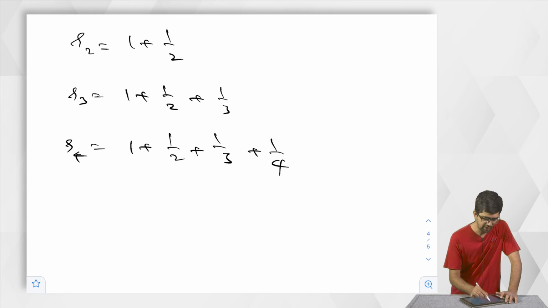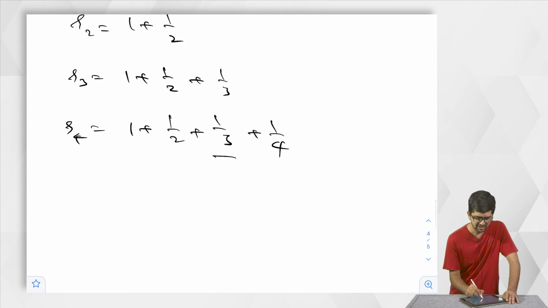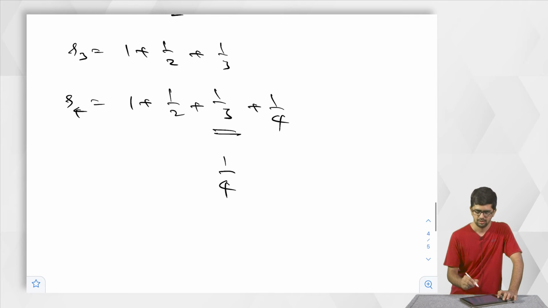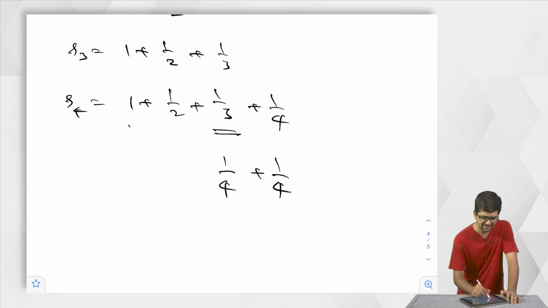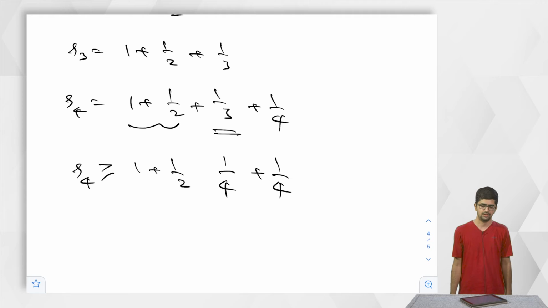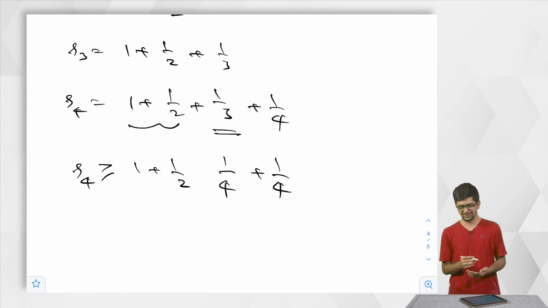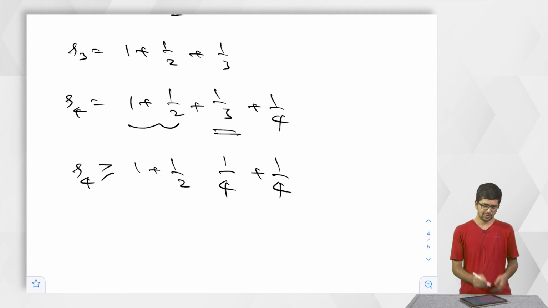Now what we do is the following. Observe that 1 by 3 is greater than 1 by 4, 1 by 4 is equal to 1 by 4, and I am leaving 1 plus 1 by 2 as it is. So S4 is greater than or equal to this. Why I am doing this, you will come to know. I am trying to approximate this sequence.